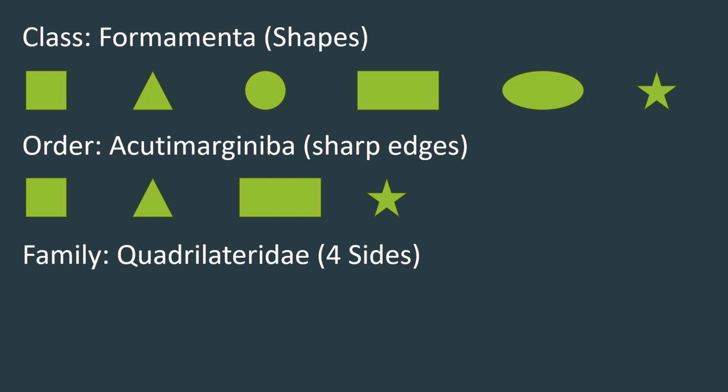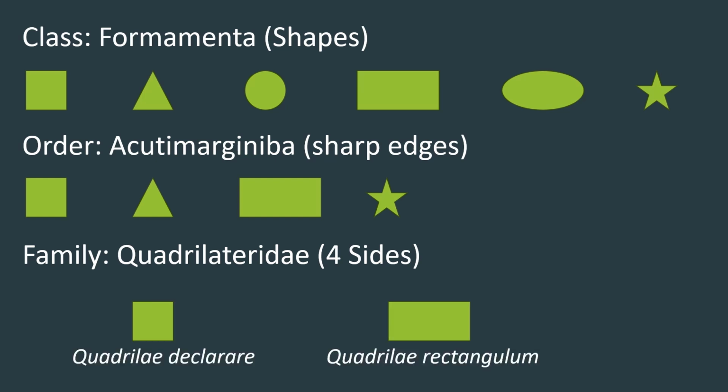Next, we're going to have a family. And this family is characterized by having 4 sides. Okay, so that narrows it down even more to just our square and our rectangle. Once we have it down to that, we can have it be genus and species, right? And so these are just kind of silly, it's just a little demonstration on how this sort of thing works, but it shows you that that's really how simple it is.